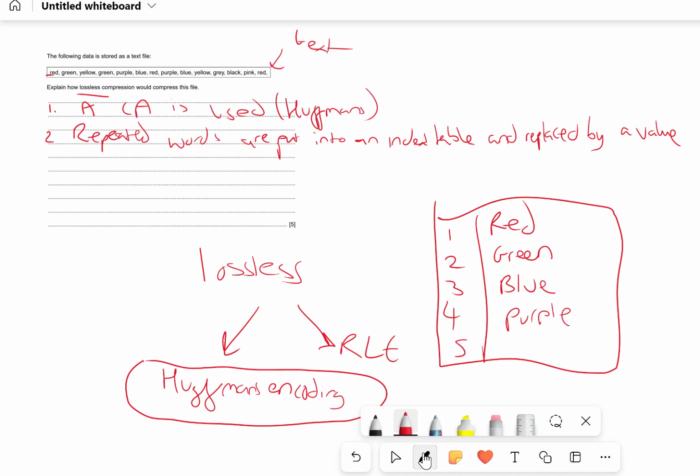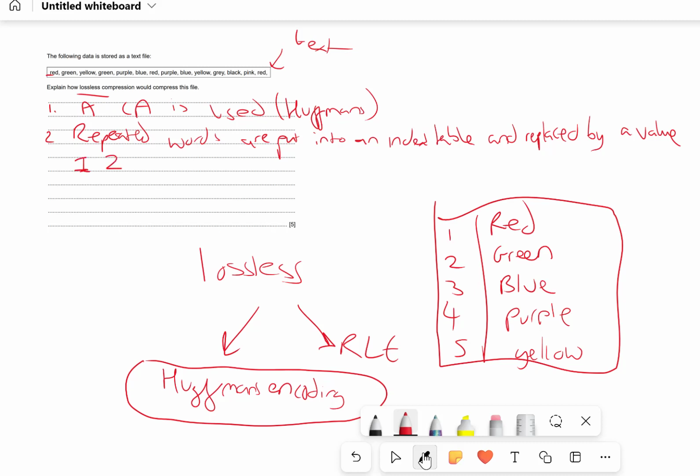I completely mess up the order, but it doesn't really matter. Yellow is also repeated. Grey isn't, nor is black. So, in my example, I'm going to do this. This is what's going to be sent to the other person.